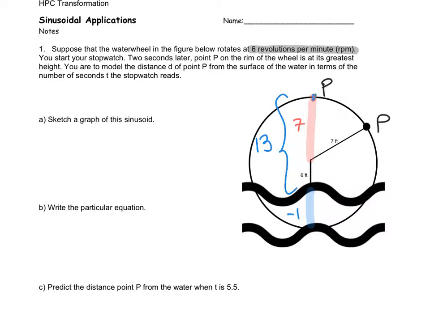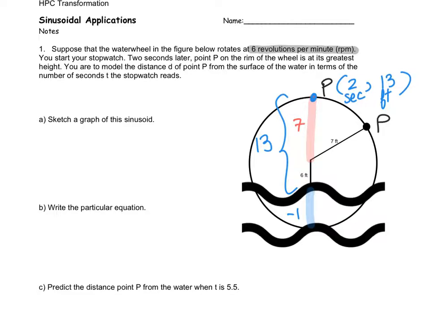And this is how much it's above water. So if I look at point P over here, the ordered pair of this point is going to be 2 seconds, because after 2 seconds it reaches the highest point above the water, or the greatest height, and the greatest height is going to be 13. So 2 is in seconds, the x is represented in seconds, and the y is the height in feet, since the radius is in feet.